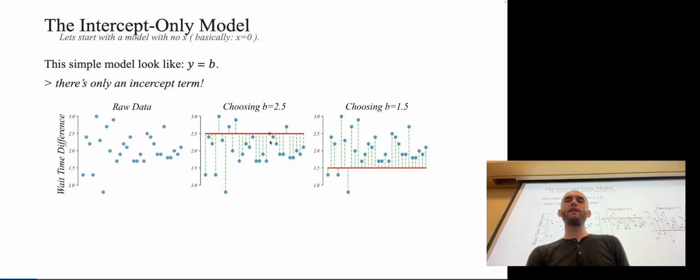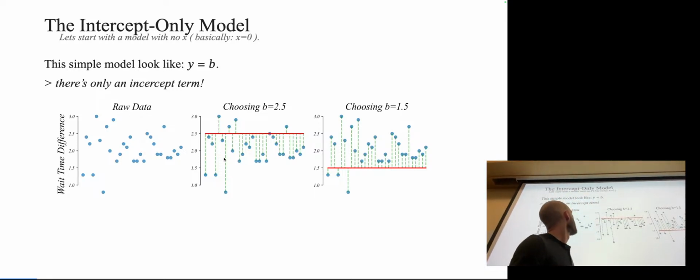So then I have two examples here, two different choices of B. The first one is pretty high, so B is equal to 2.5. And you can see a couple of things here. So first off, when we choose a very high value of B, I have the data point represented in blue. I have the B, so the choice of the line, represented in red. And then I have the error term represented with this green dashed line.